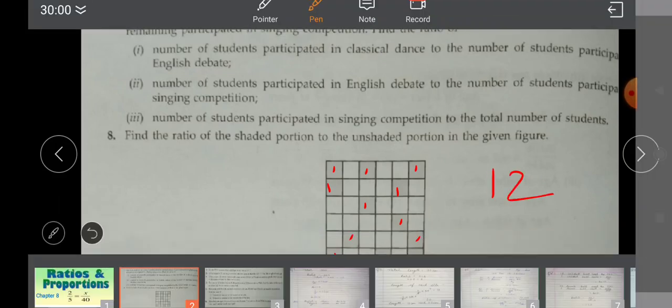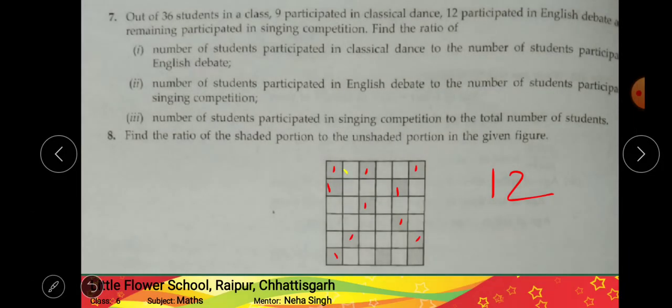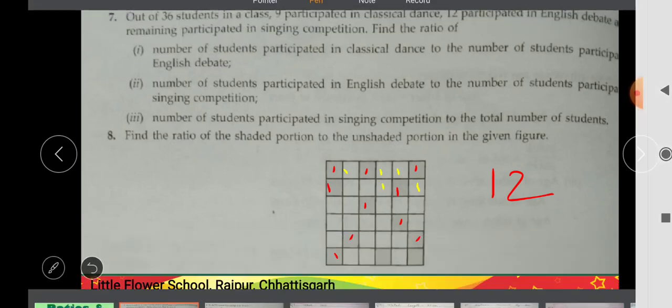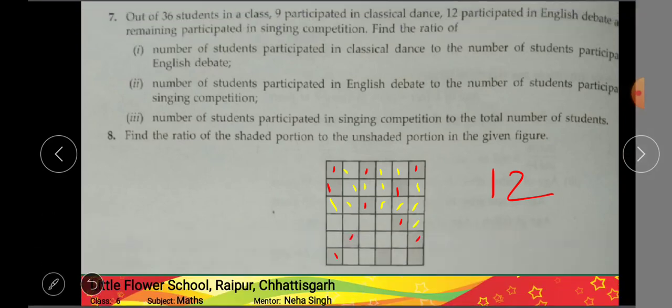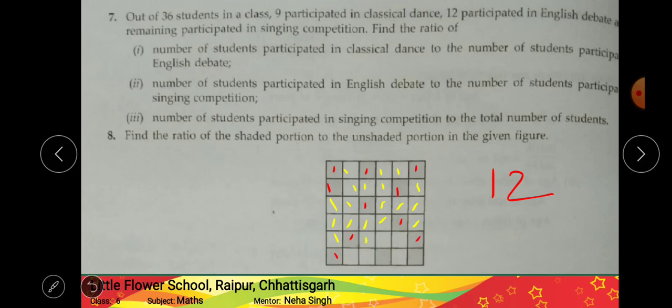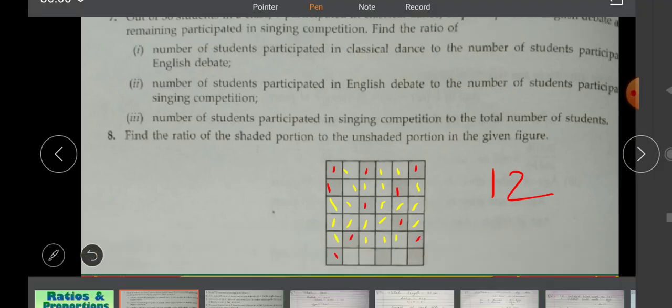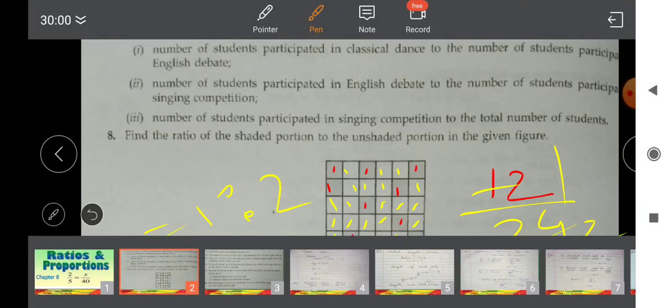Now, how much is the unshaded part? 1, 2, 3, up to 22, 23 and 24, which is 24, right? Shaded to unshaded it is asked 1:2. What will be the answer? 1:2. Okay.